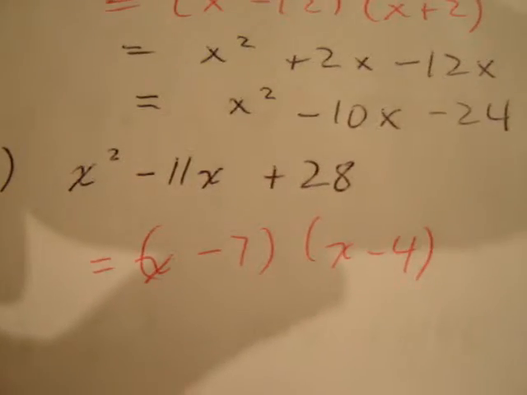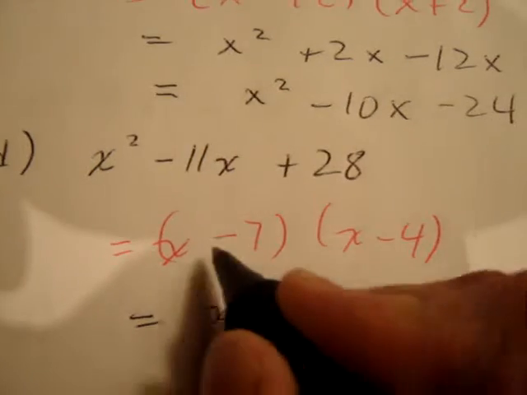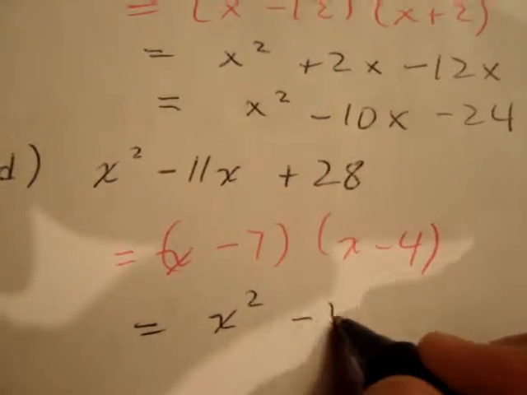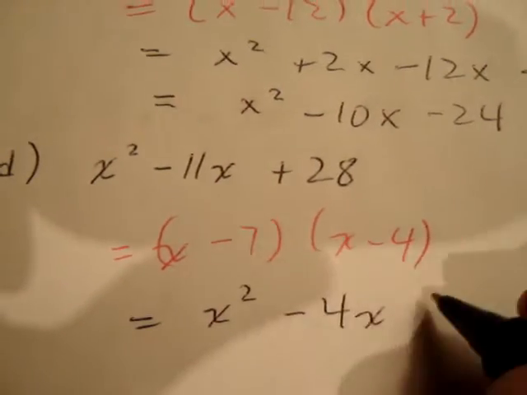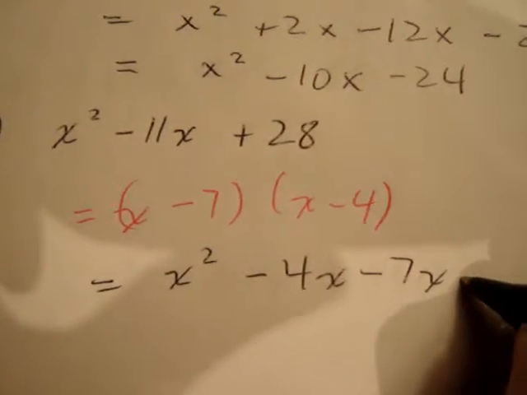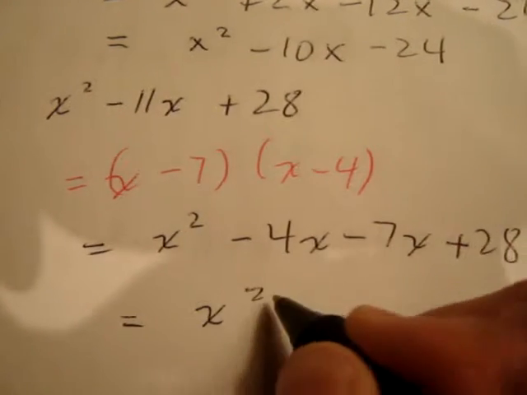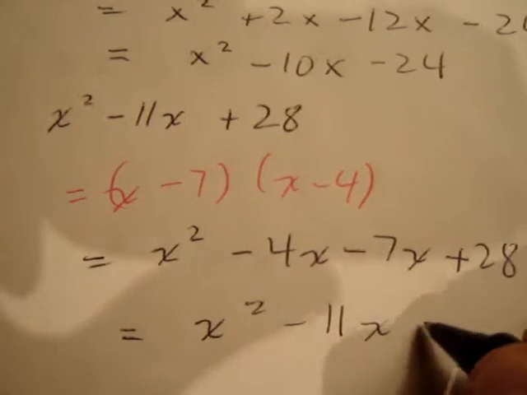Again, the order of the binomials is not important. X times x is x squared. X times minus 4 is minus 4x. Minus 7 times x is minus 7x. Minus 7 times negative 4, that's positive 28. And we get x squared minus 11x plus 28.